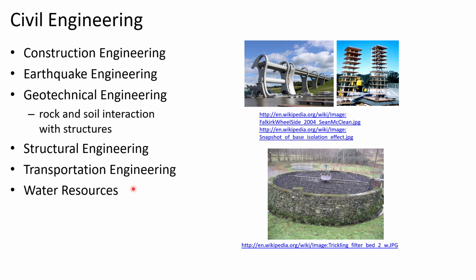The last area shown here is water resources. This is probably one of the primary areas of civil engineering historically, and that involves producing drinking water from a drinking water source, as well as treating wastewater. The last image over here on the lower right-hand side is that of a trickling bed filter, which is one form of wastewater treatment. This particular image here is a small one, not a large commercial or industrial one, but similar technology of trickling filter beds are used for wastewater treatment at many, many different scales.